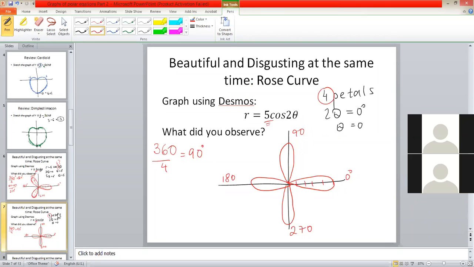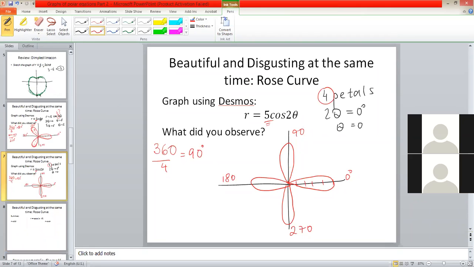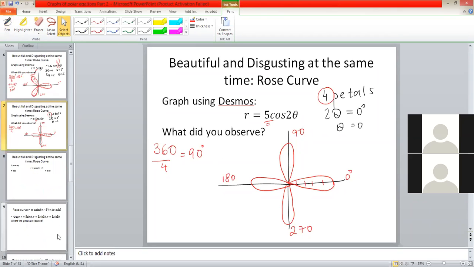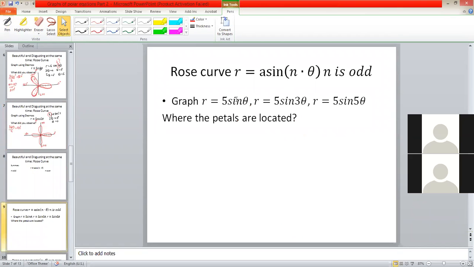Let's move on and discuss what happens with the sine. Going to go to this page. If I'm going to graph 5 sine theta, sine 3 theta, and sine 5 theta, I'm sure you can already make a prediction: when it's an odd number of theta, that's how many petals there will be. However, the first petal doesn't start at 0. So let me first of all demonstrate this in Desmos, and then we'll discuss where the first petal should start and how to calculate the increments.